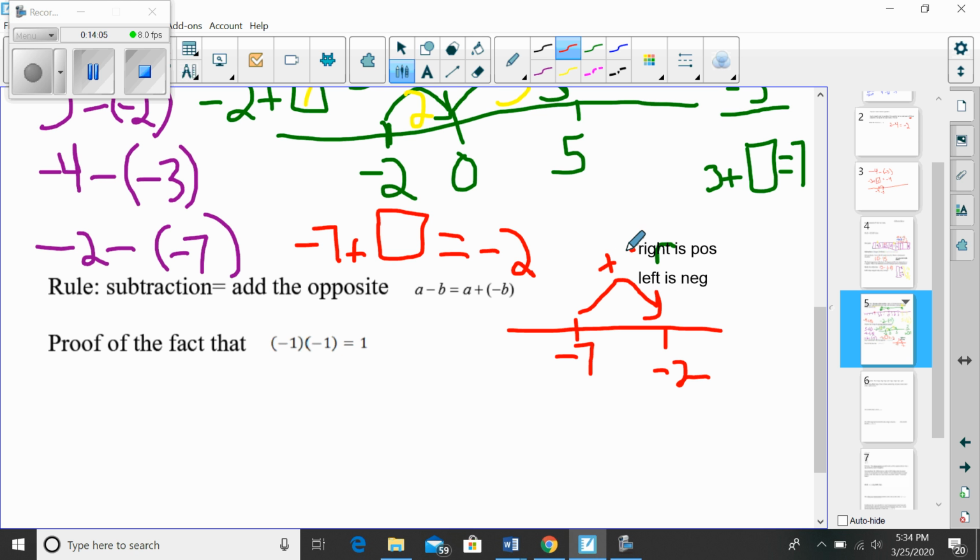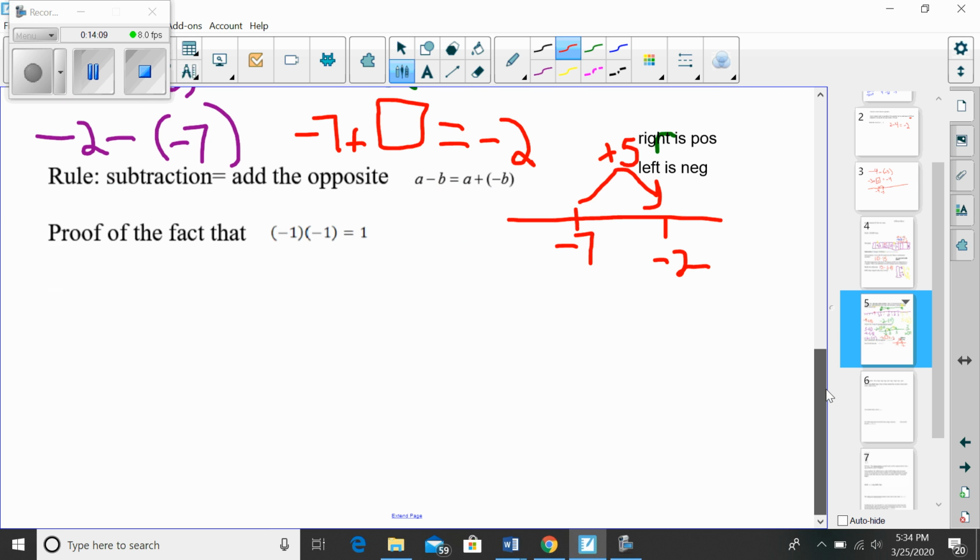All right, and the answer is +5. So next, I am going to send you to the YouTube video where you learn how to subtract integers using the yellow and red chips, and then we'll meet again.